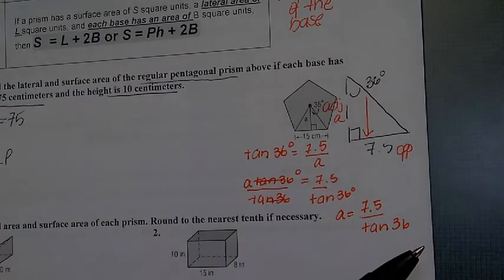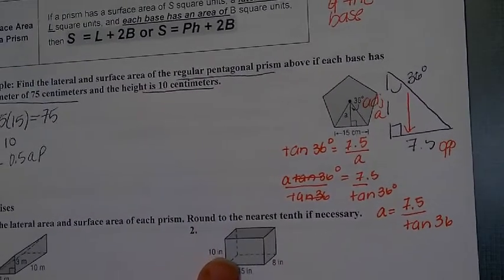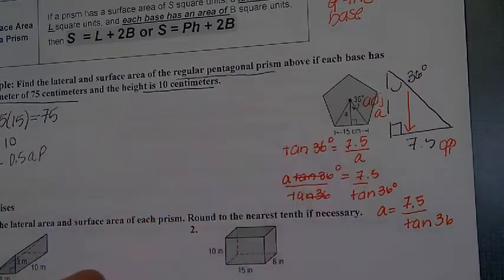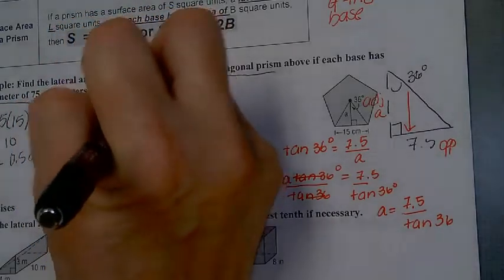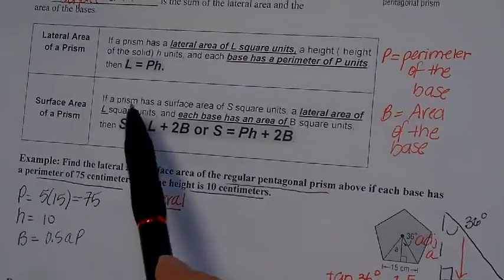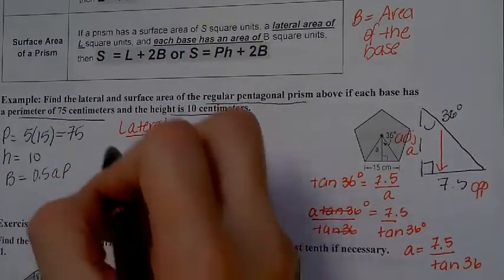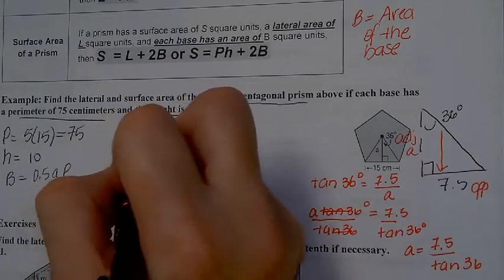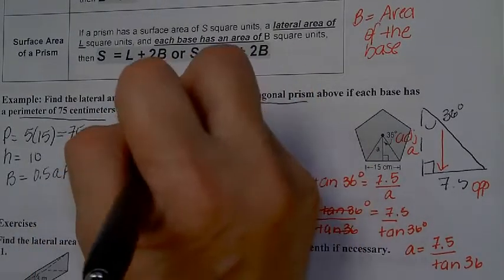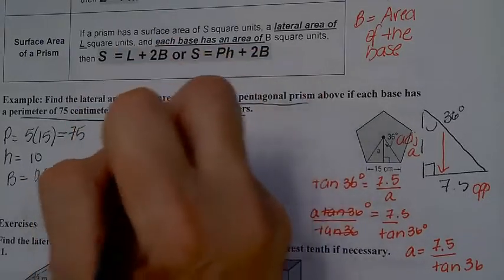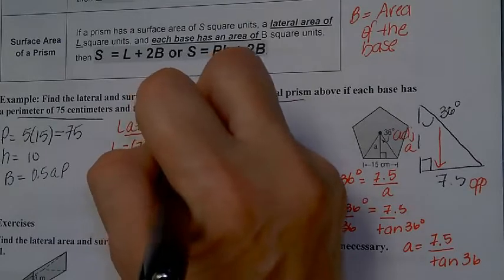Okay, so now let's go on back to our problem. So I want to find the lateral first. Lateral is the perimeter of the base times the height. We know that the perimeter is 75, so my lateral is 75 times my height of 10. So my lateral is 750 centimeters squared.